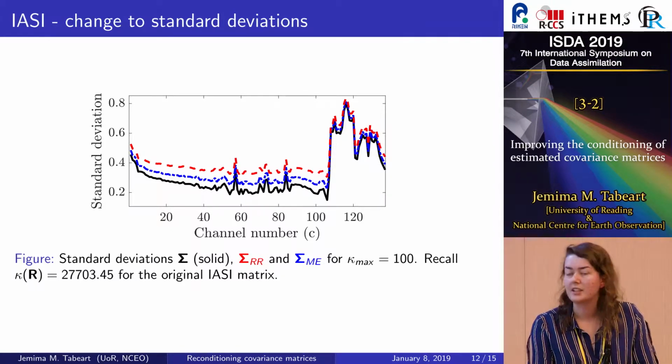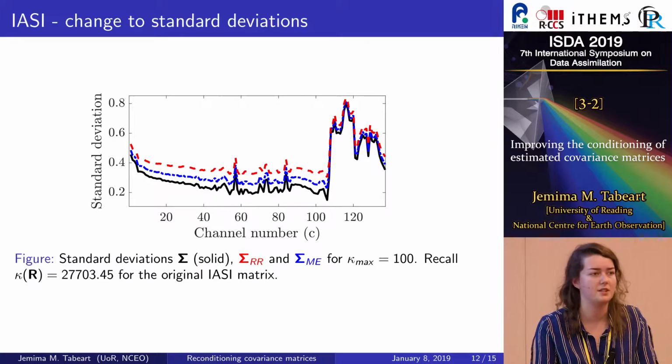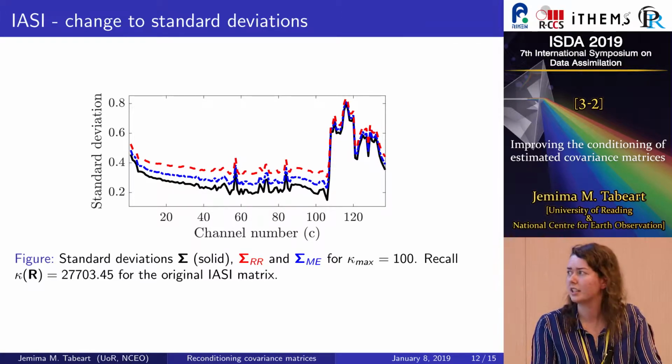One other thing that's good to point out is, although we've got these changes, we're still keeping a lot of the structure from the original standard deviations. So we still capture these peaks and troughs here. We still are preserving some of the information that we had originally. And this is for a target condition number of 100, which is much smaller than the original 27,703.